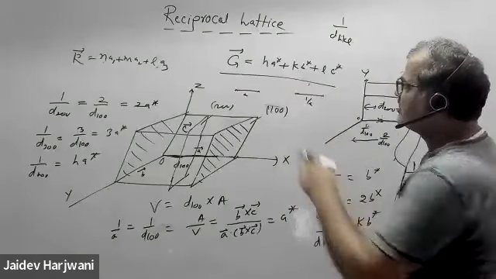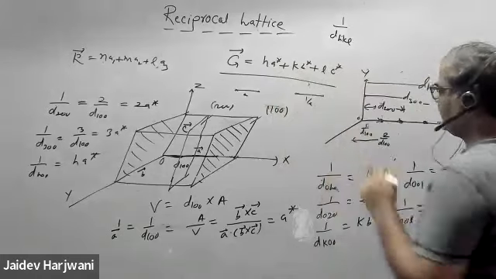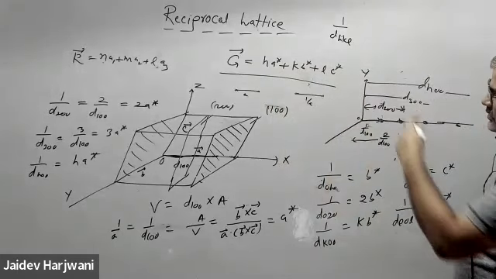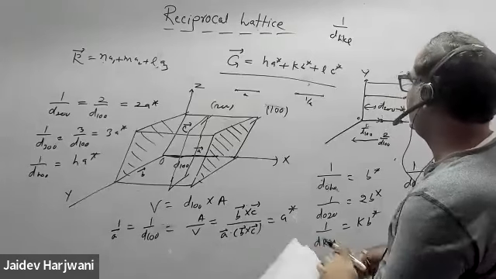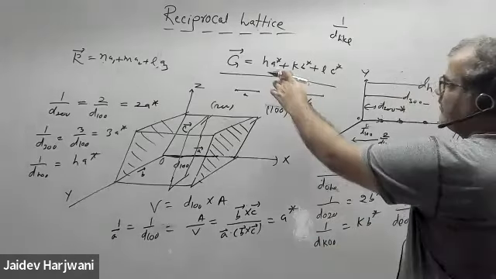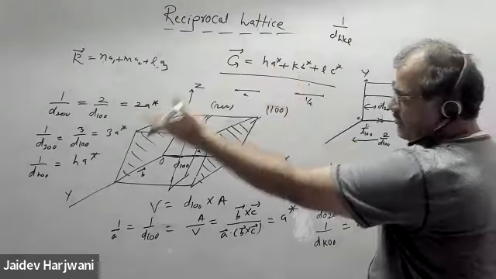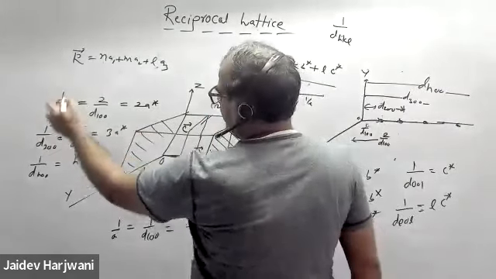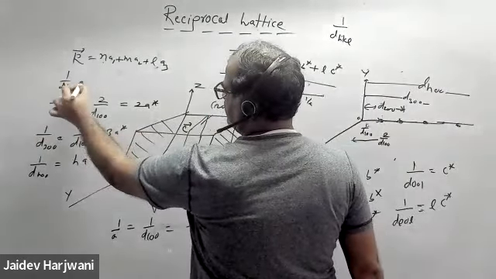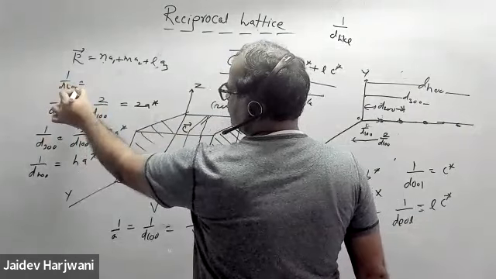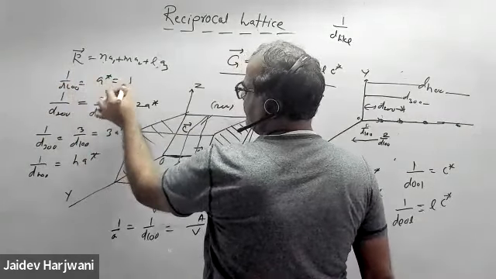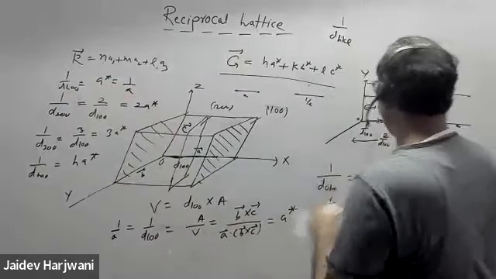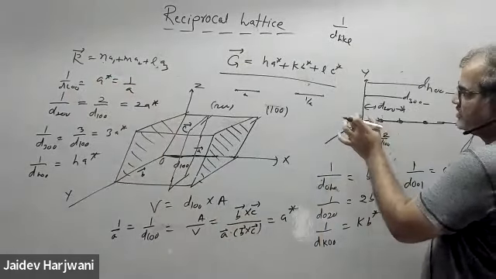Where G, H, A star, B star, C star are the parameters of your primitive lattice. H A bar, what is A bar? A bar is equal to 1 by D100. And D100 is what? It is A. So this is A bar, and this is equal to 1 by A. So if I want to reach here, this is one A bar.